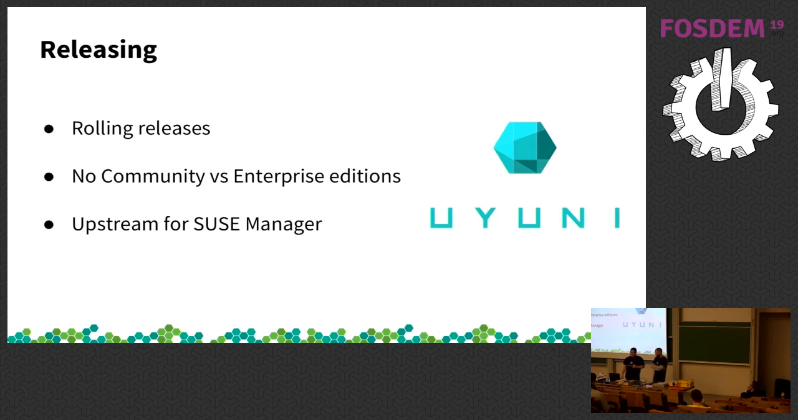About the releasing, instead of having releases that we are going to maintain for a long time, we are going to do rolling releases, more or less similar to what Tumbleweed or other distributions are doing. We only have one version that is considered stable, and every 2 months or so we are releasing a new version.